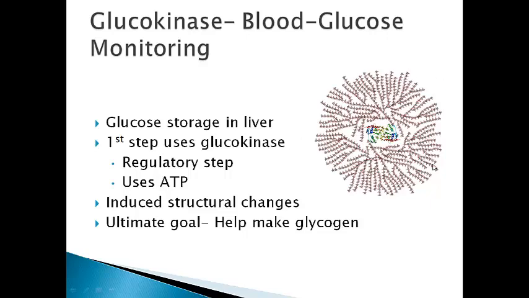This is a diagram of glycogen, which is broken down starting at the ends on the outside during times when glucose is scarce in the body. Glucokinase is a regulatory step to trap and destabilize glucose for further metabolism. This reaction is the same as hexokinase. It uses ATP and Mg2+. Glucokinase also experiences an induced structural change upon the binding of glucose.